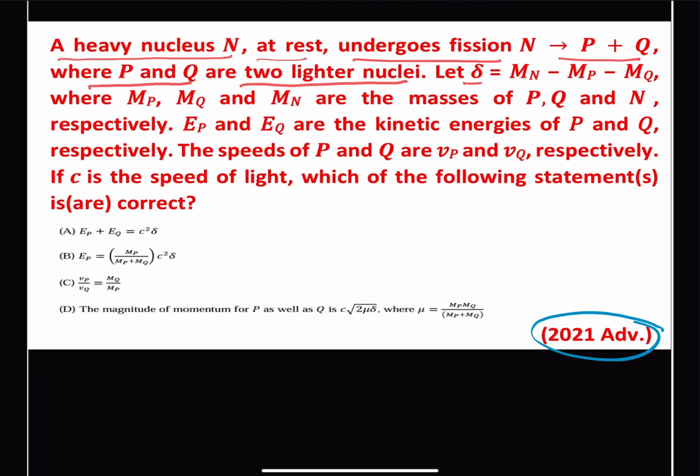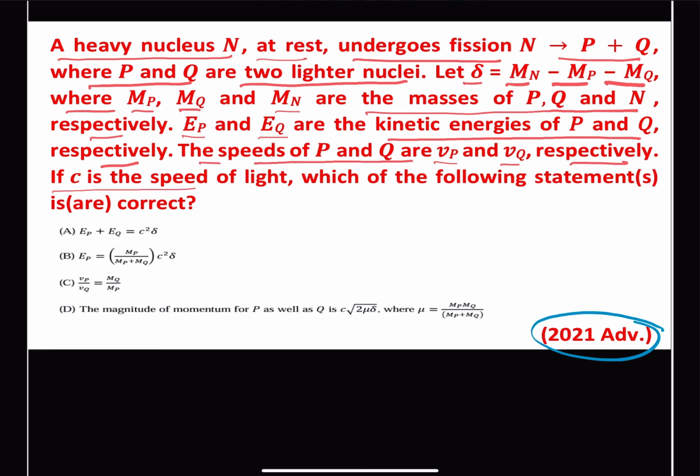Let delta be equal to m of N minus m of P minus m of Q, where m of P, m of Q and m of N are the masses of P, Q and N respectively. EP and EQ are the kinetic energy of P and Q respectively. The speeds of P and Q are Vp and Vq respectively. If c is the speed of light, which of the following statements is or are correct?